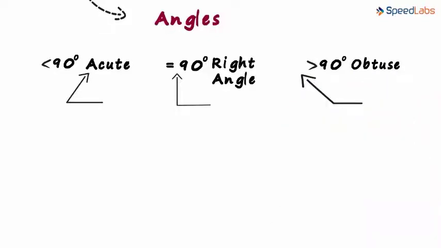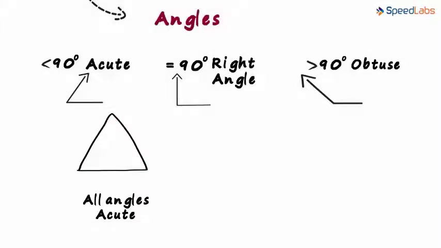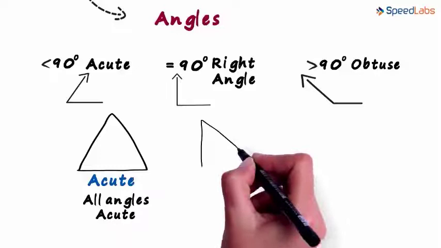Here's the good news. Triangles are also classified in a similar way. Look at this triangle. All the angles inside are acute. Any guesses on what such triangles are called? Yes, acute triangles.